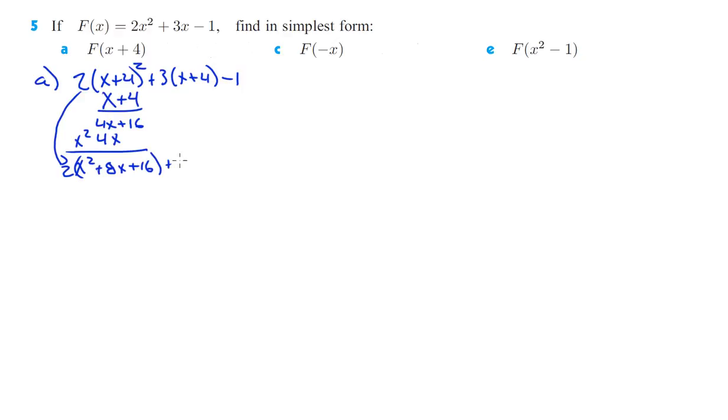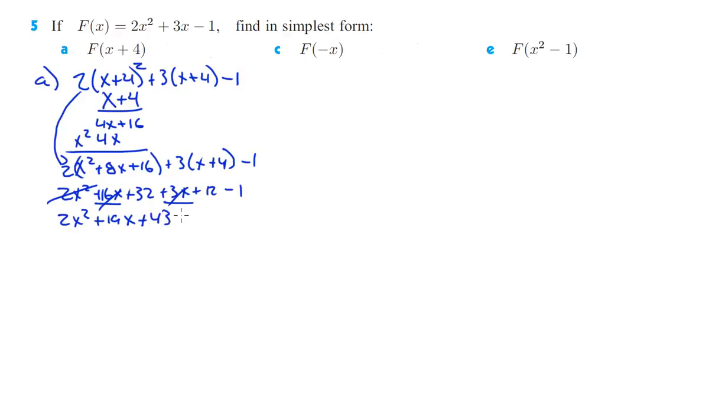2 out in front of it, plus 3 times x plus 4 minus 1. Now distribute the 2 through, so it's 2x squared plus 16x plus 32, and distribute the 3 through to both of those, plus 3x plus 12 minus 1. Now we collect like terms. So we got our 2x squared, and then 16x and 3x give us 19x. 32 plus 12 is 44, minus 1 is 43.